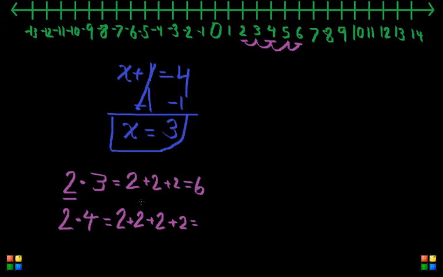So this first 2 goes from here. Then you add this 2, which gets you to 4. Add another 2, 6. And then you add the last 2. So 1, 2. And you get 8. So 2 times 4 is equal to 8. Okay, 8. Okay? Let's do one more practice problem, okay?